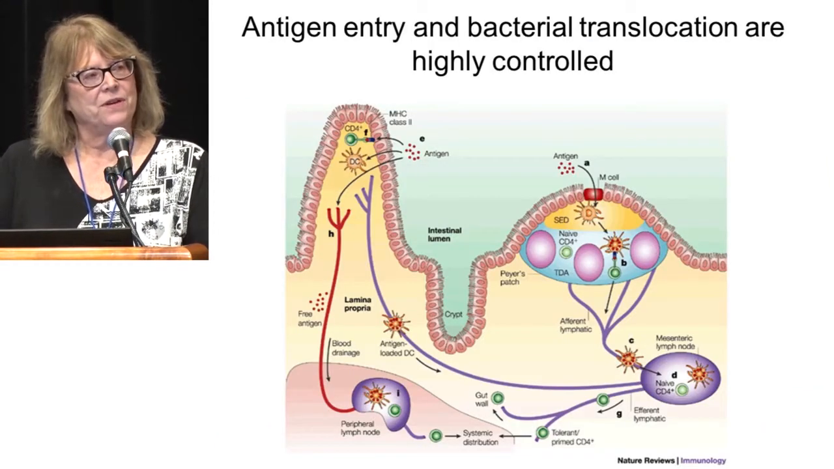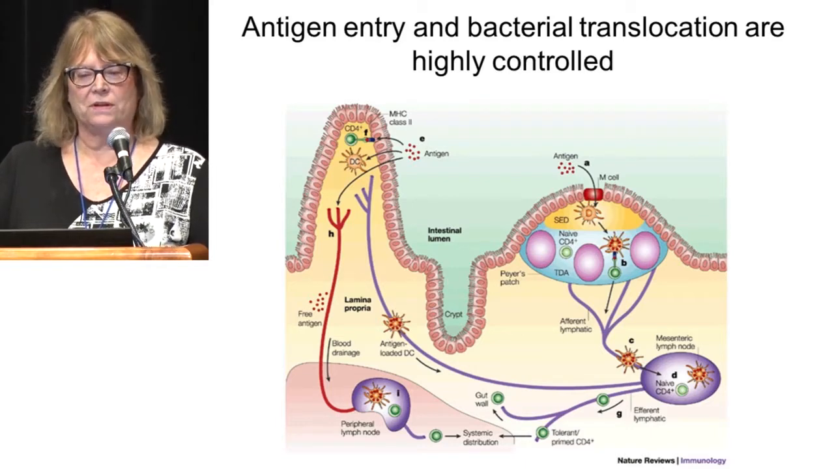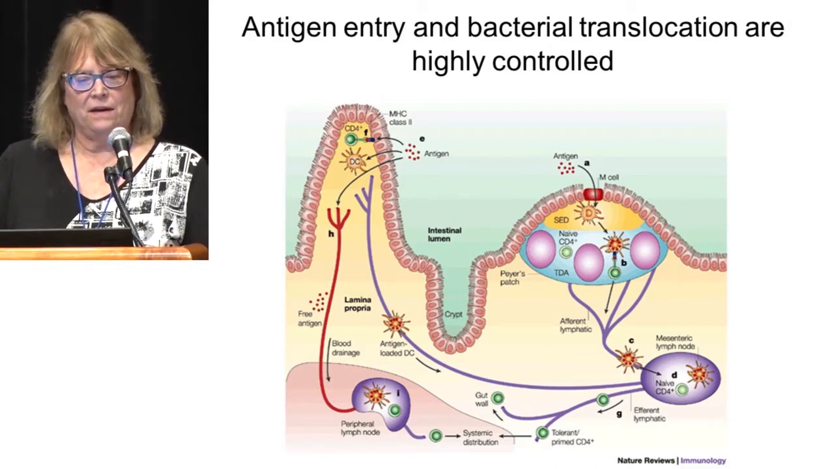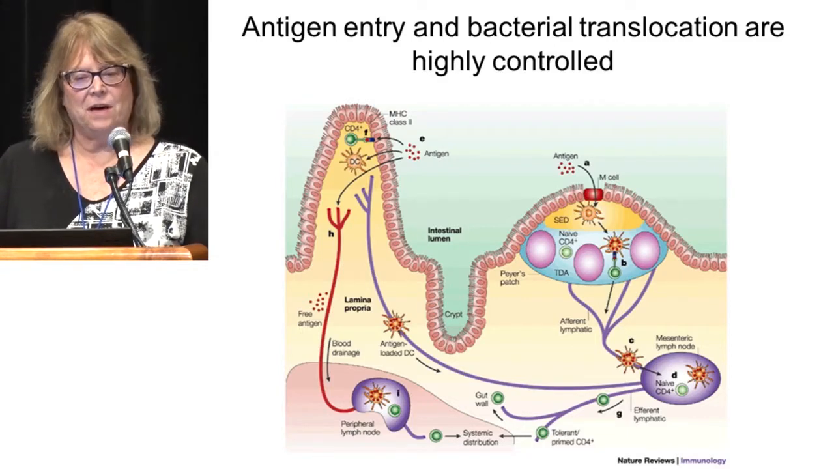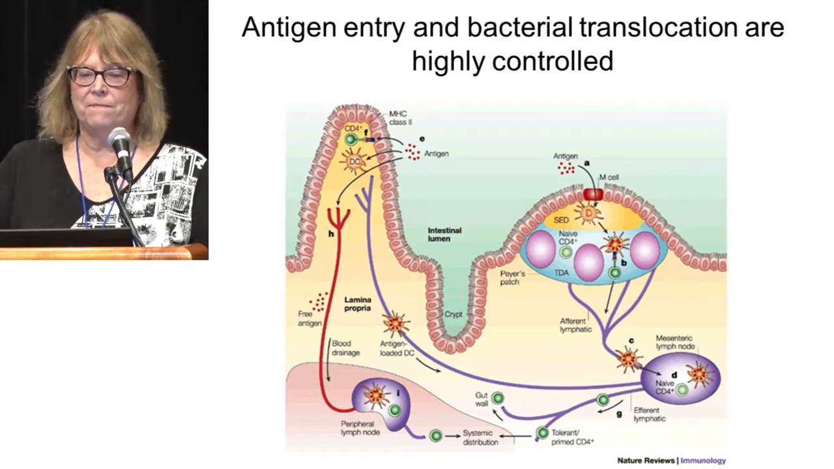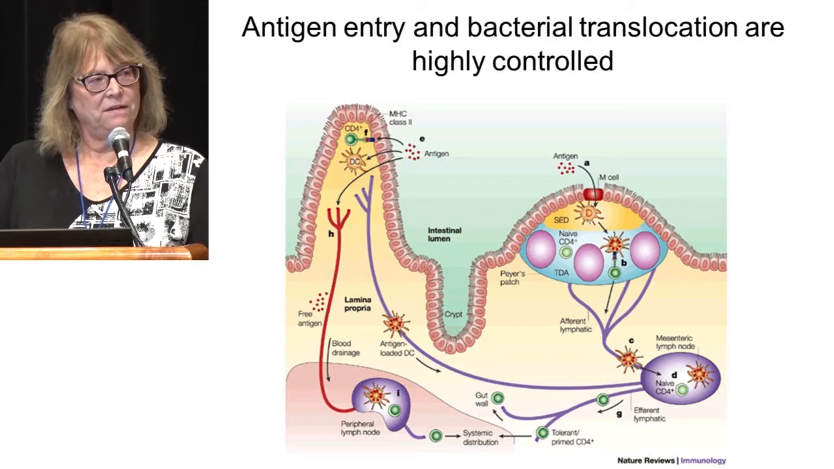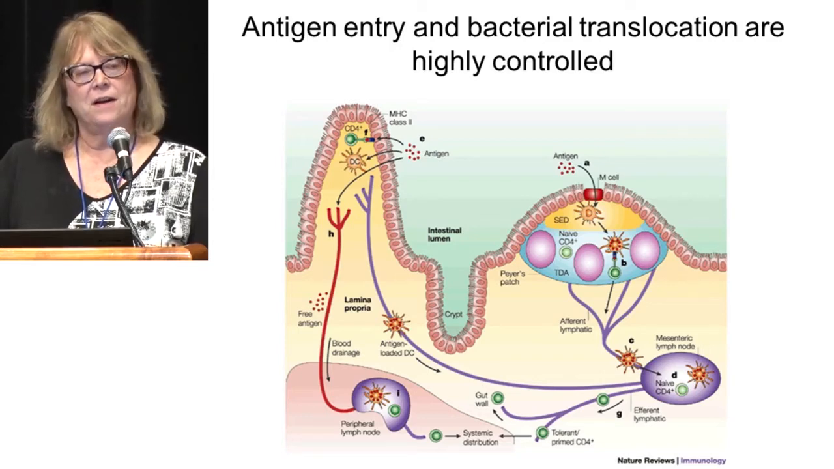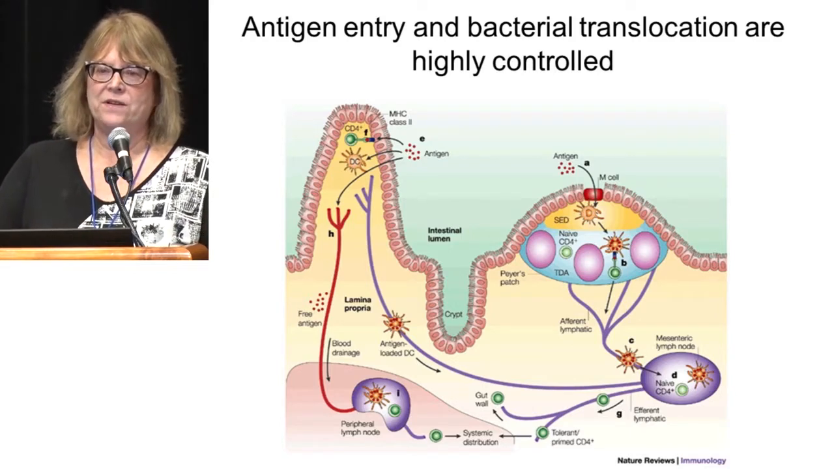And antigen entry and bacterial translocation are highly, highly controlled. You can get antigens coming across epithelial cells, being presented to the immune system, going through interperipheral lymph nodes. You can get antigens coming and interacting with dendritic cells. Again, it can go to mesenteric lymph nodes, or it can come in through Peyer's patches, interacting with immune cells there. But again, this is highly controlled interactions.